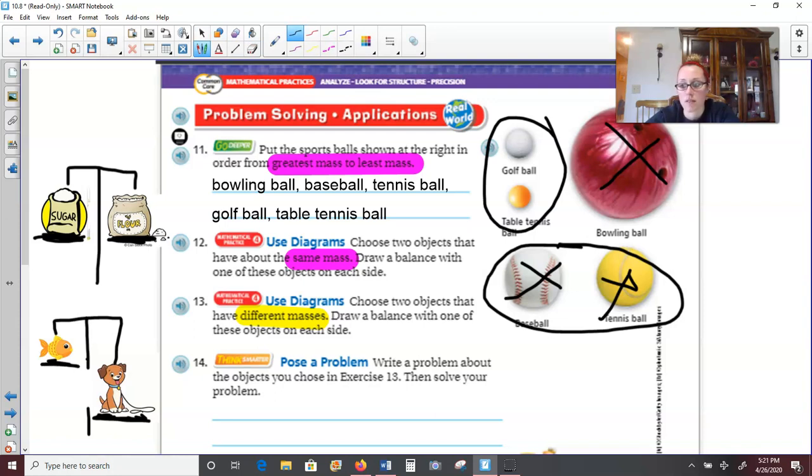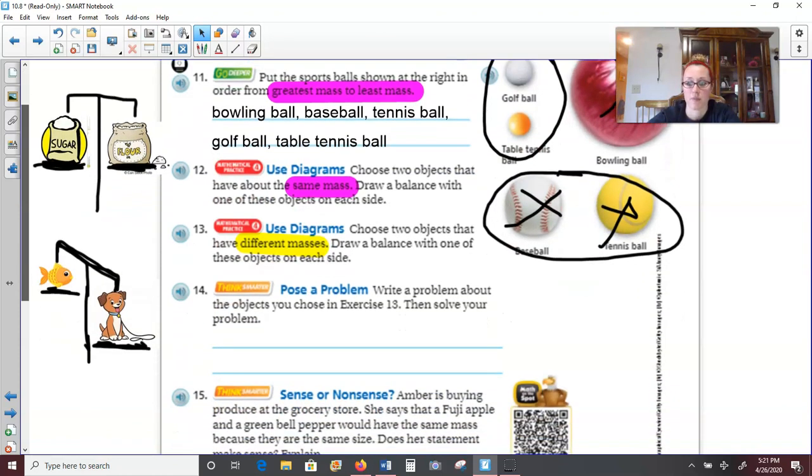So on my balance scale here, I'm showing that the dog is weighed down. And actually, I should slant this part. It doesn't have to be perfect. There we go. That looks a little better, huh, Mrs. Jockel? Good job.